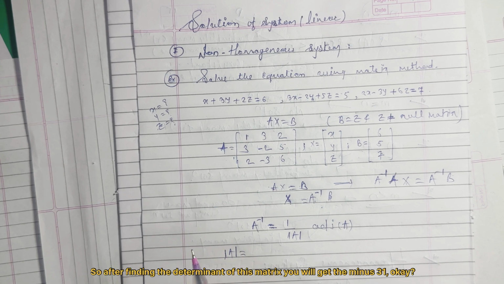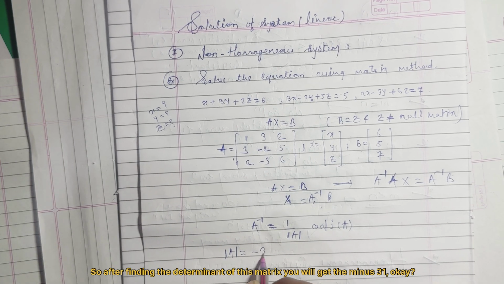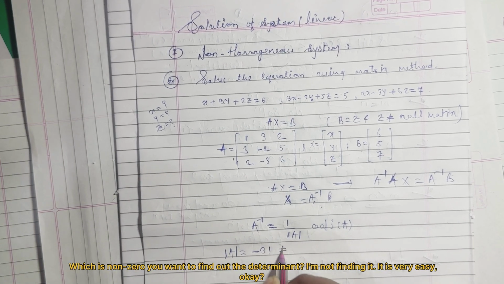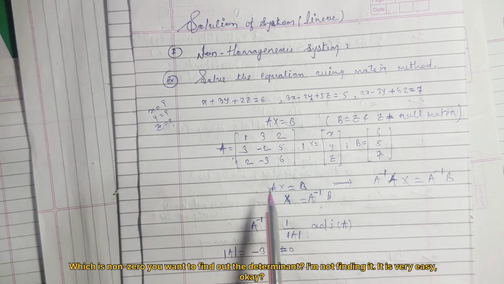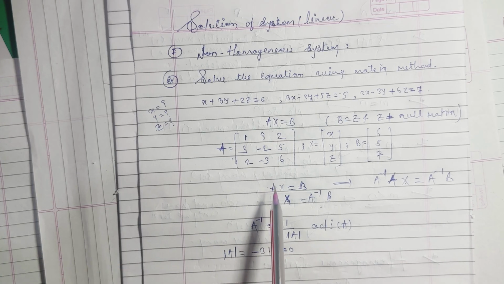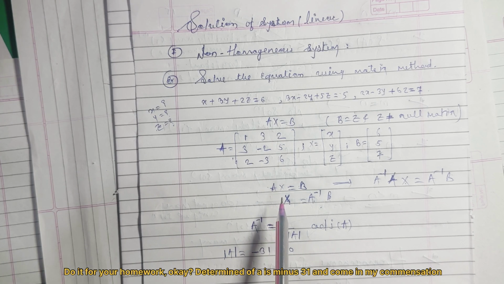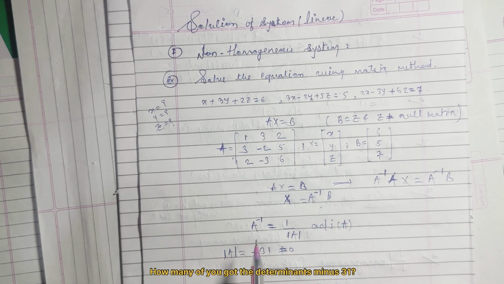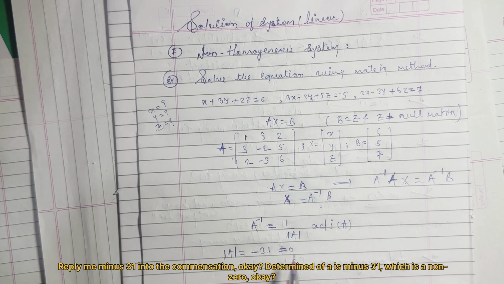After finding the determinant of this matrix, you will get minus 31, which is non-zero. I'm not finding it here, it is very easy. Do it for your homework. The determinant of A is minus 31, and comment in my comment section how many of you got the determinant minus 31. Reply with minus 31 in the comment section. The determinant of A is minus 31, which is non-zero.